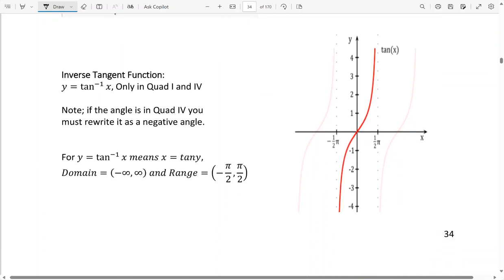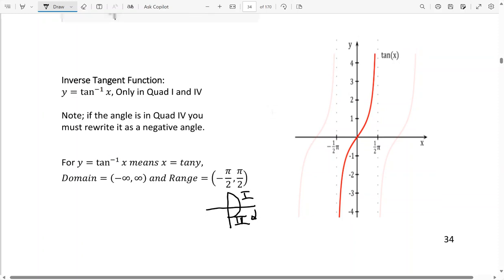Inverse tangent function, the same as the sine function. The only difference is the domain for the inverse tangent is from negative infinity to positive infinity. And the range goes from negative pi over 2 to pi over 2. Once again, the angle answer that you're going to be given has to be in quadrant 4 and quadrant 1, and you're coming around in this direction, so it's going to be a negative angle from quadrant 1, or an angle from quadrant 1.